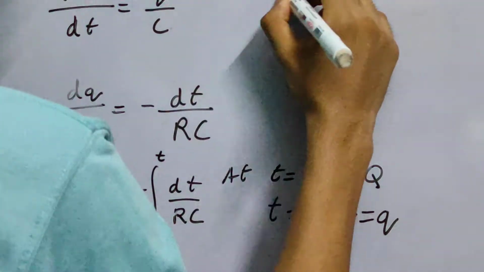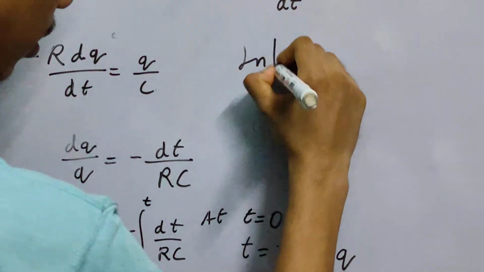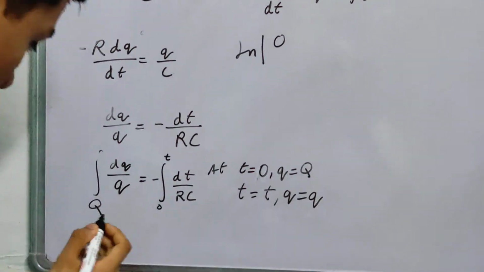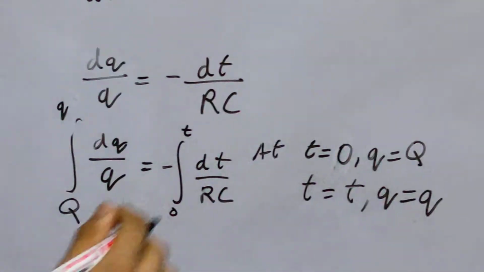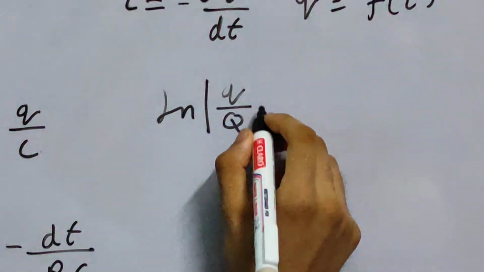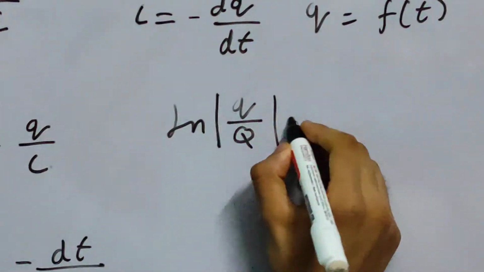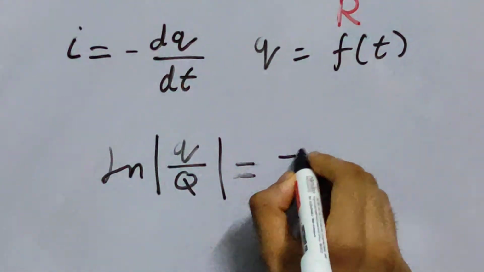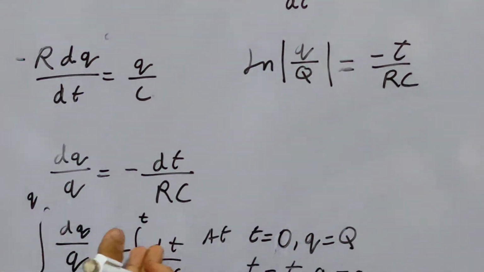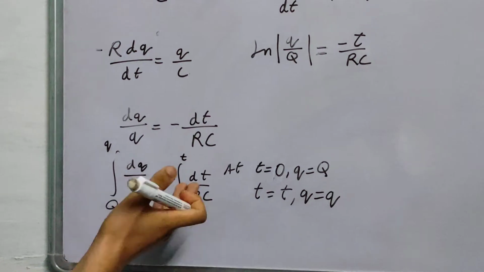So from this we can write the limit should be initial is Q and the final is small q. It will be from Q to q, and this will be minus t by RC. Integral of dt is nothing but t.